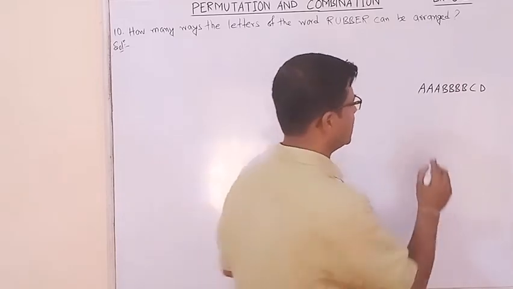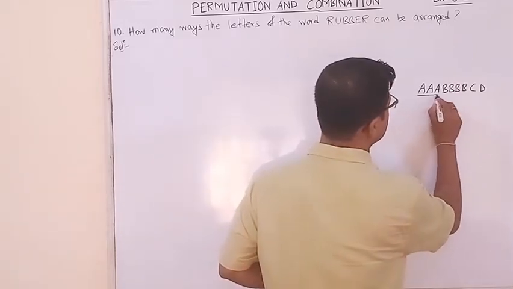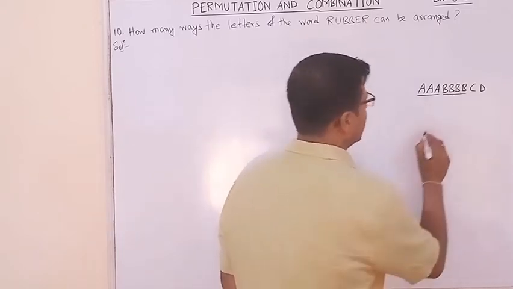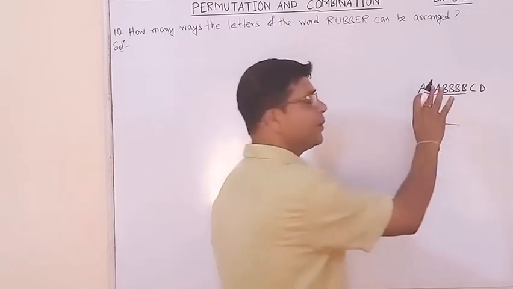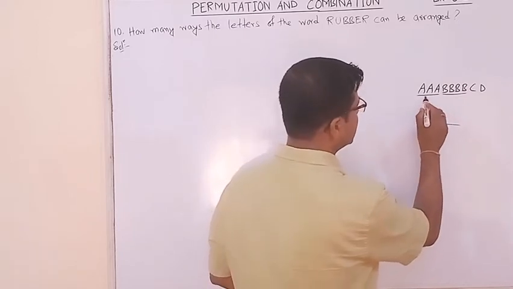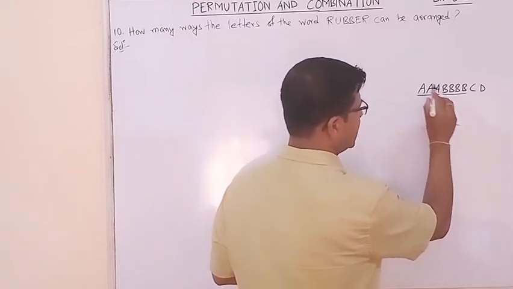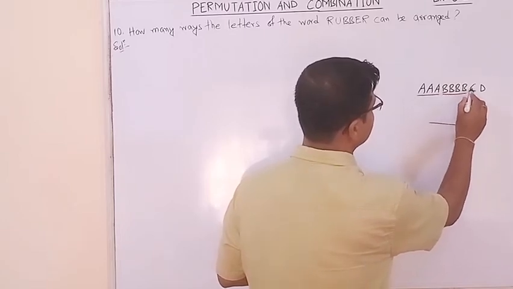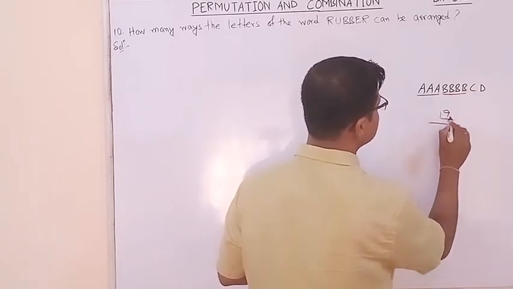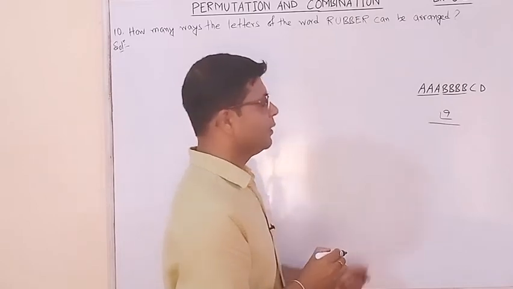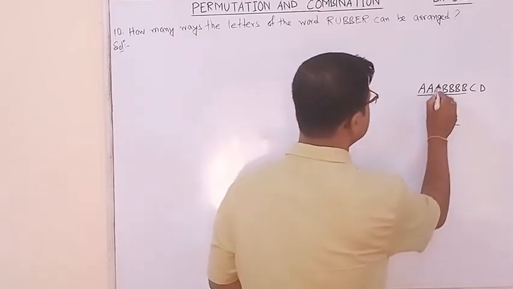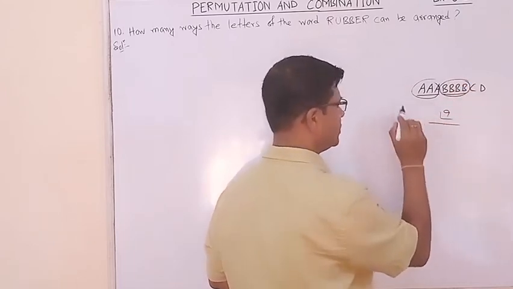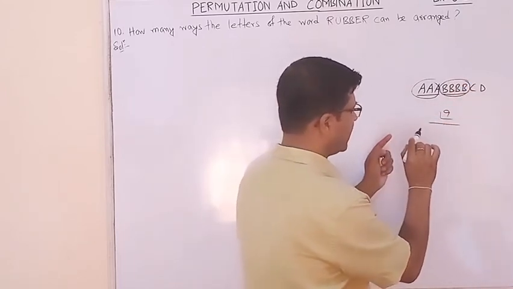Here, to understand in the simplest way, we have taken that these letters are together. Now what is the total number of arrangements? Here let us count how many letters there are. Total number of letters: 1, 2, 3, 4, 5, 6, 7, 8, 9. So these 9 letters can be arranged in factorial 9 ways. But among these A and among these B, how will they be arranged? So what is the total number of arrangements? I am writing here.